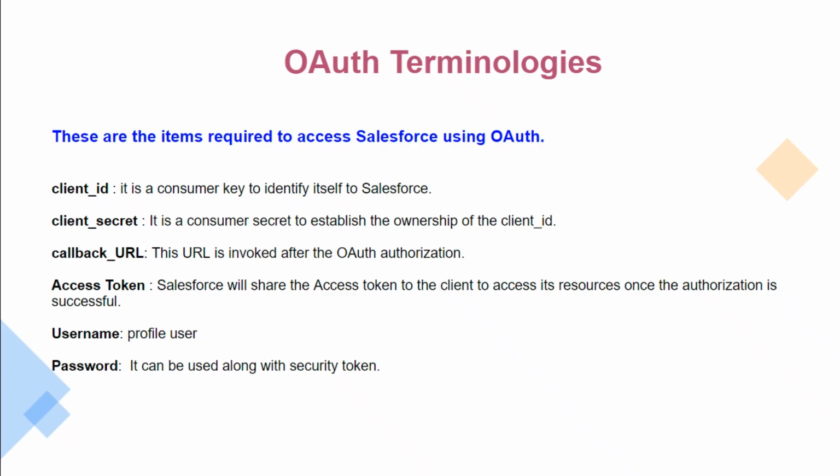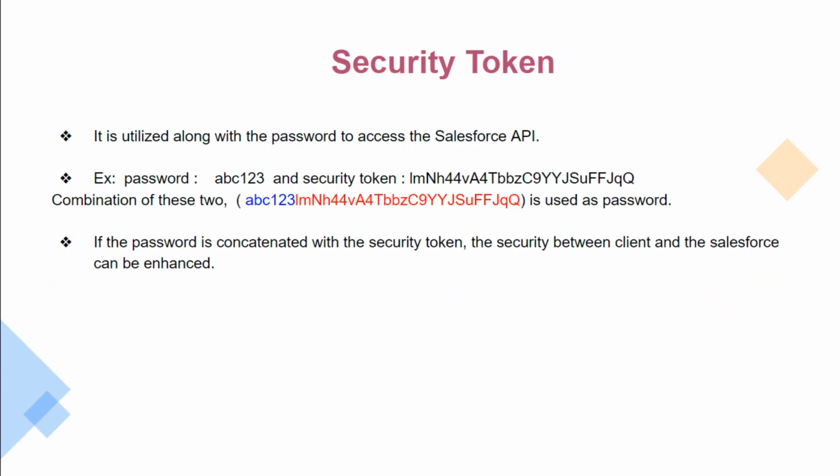Username. It's a profile user. Password. It can be used along with the security token. What is a security token? It is utilized along with the password to access the Salesforce API. Example, the password is ABC123 and the security token is this text. The combination of these two as shown here is used as the password. If the password is concatenated with the security token, the security between client and Salesforce can be enhanced.